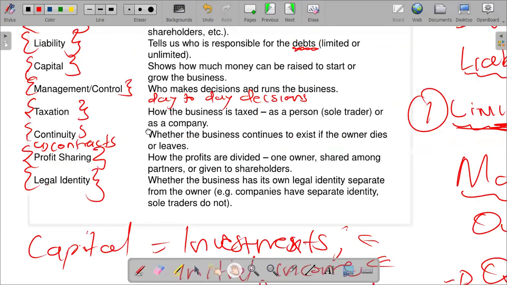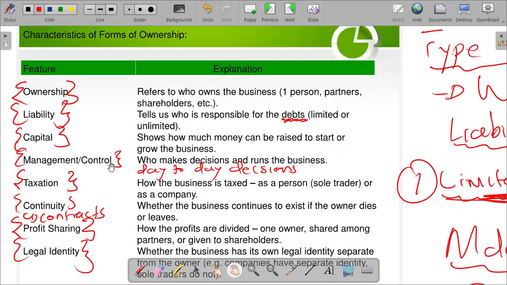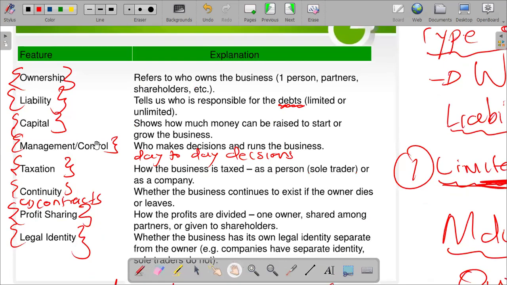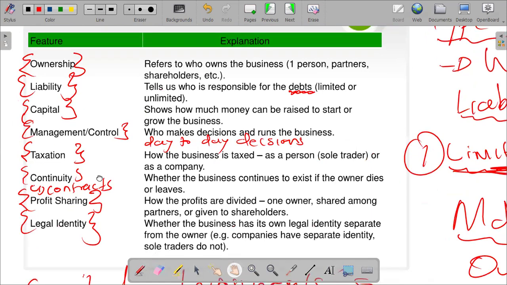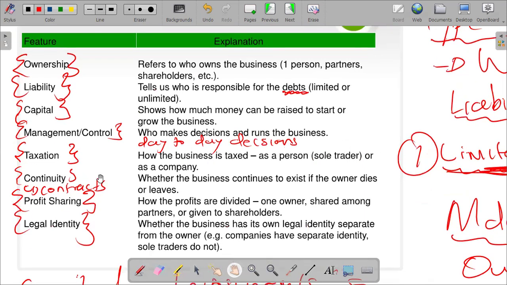So guys, if you look back at the characteristics of the forms of ownership, we have number one, ownership. What type of ownership? The liability, whether it's limited or unlimited. Capital, how you choose to get your money to start up your company. Management or control, who runs the day-to-day operations of the company. Taxation, how will your business be taxed. Continuity, whether your business will continue in the event that a person dies or leaves the company.